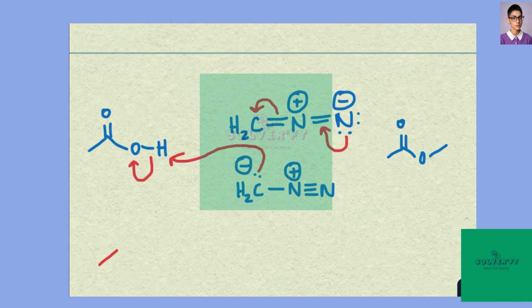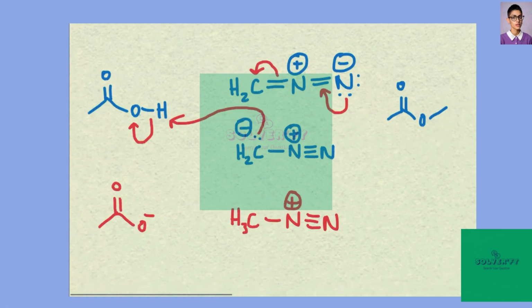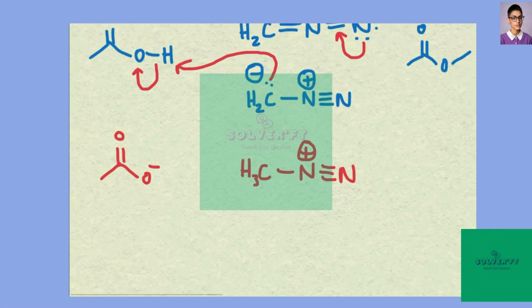So I should end up with this intermediate, where I have a negative charge on my oxygen, and then I have H3C single bonded to a nitrogen, which is triple bonded to another nitrogen. Okay, so this is my intermediate stage, where I have my negative charge on my oxygen, and I have my CH3. Okay, so this is the second part of the question, in which I have to show this part of the mechanism.